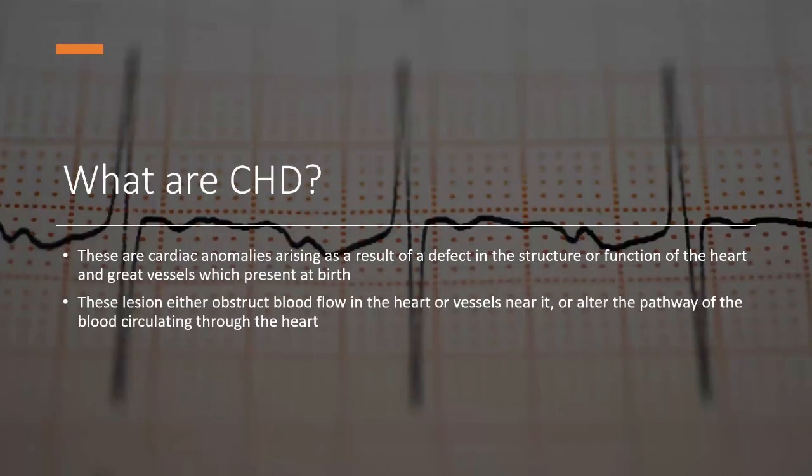What is congenital heart disease? These are cardiac anomalies arising as a result of a defect in the structure or the function of the heart and great vessels, which present usually at birth. And then these lesions either obstruct blood flow in the vessels or vessels near it, or alter the pathway of the blood circulating through the heart.